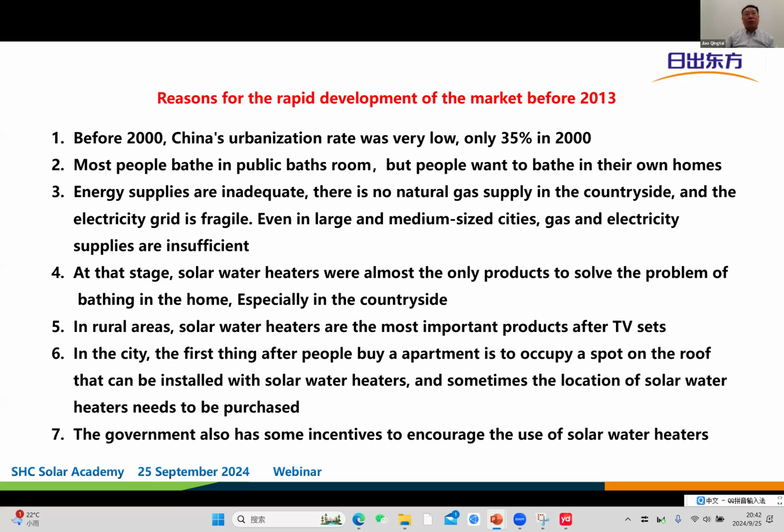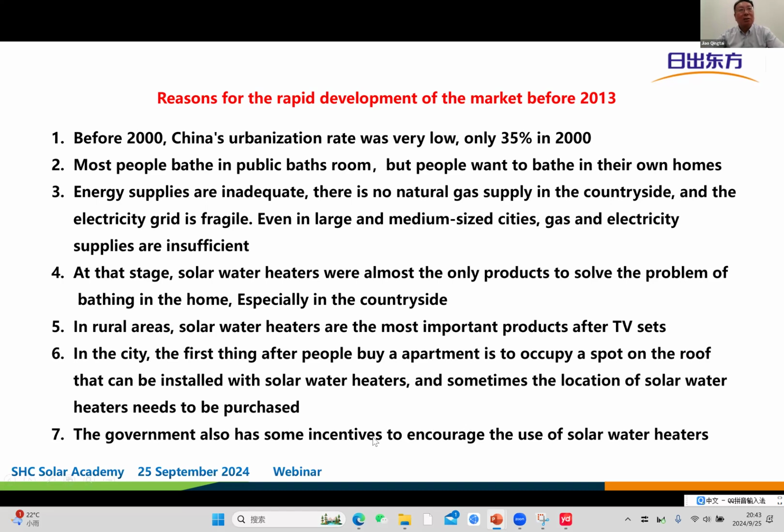So at that stage, solar water heaters were almost the only product to solve the problem of bathing at home, especially in the countryside. And in rural areas, solar water heaters are the most important product after TV sets. And in the city, the first thing after people buy an apartment is to occupy a spot on the roof that can be installed with a solar water heater. And sometimes the location for the solar heater needs to be purchased additionally. It's difficult to find a place to install the solar water heater.